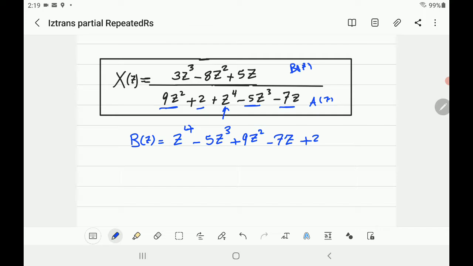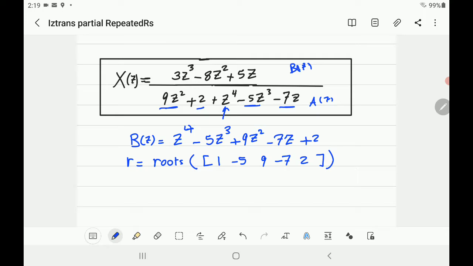I will just use the command r equal roots, and open bracket and another bracket for the data. I put here the coefficients of b of z in order. That's 1, minus 5, 9, minus 7, 2. If you are missing any term, for example, if you don't have 9z squared, it was missing altogether, then you replace this one by 0.